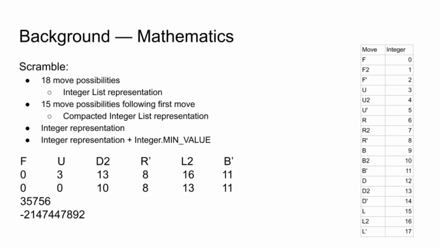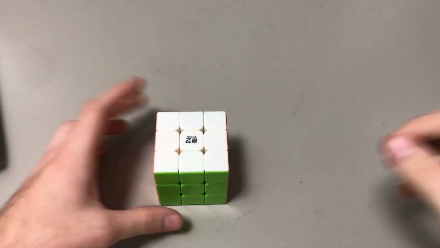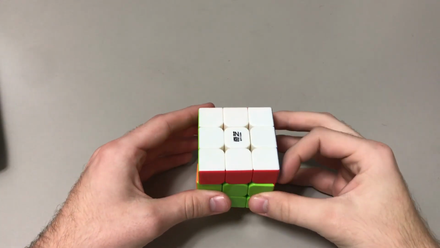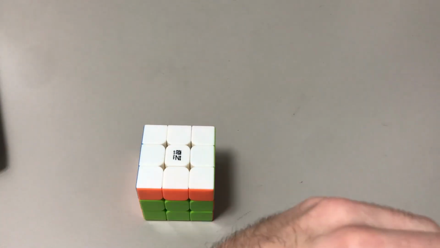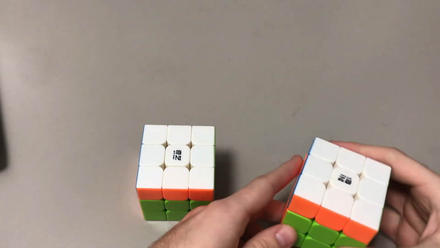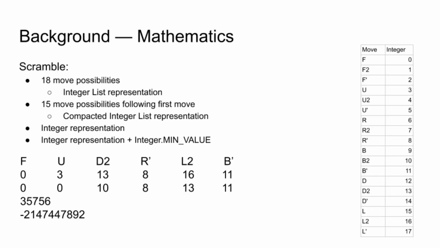We can change any scramble to a list of integers by assigning each of the 18 moves a number 0 to 17, seen in the chart to the right. However, we can do a bit better by realizing that after the first move, there are only 15 options, because it will never be optimal to move that face again. If the first move was U, a second move of U, U2, or U prime wouldn't make any sense, since that could have been accomplished in one move. We can create a compacted list from the integer list by subtracting 3 from any value if the value before it is less than it.